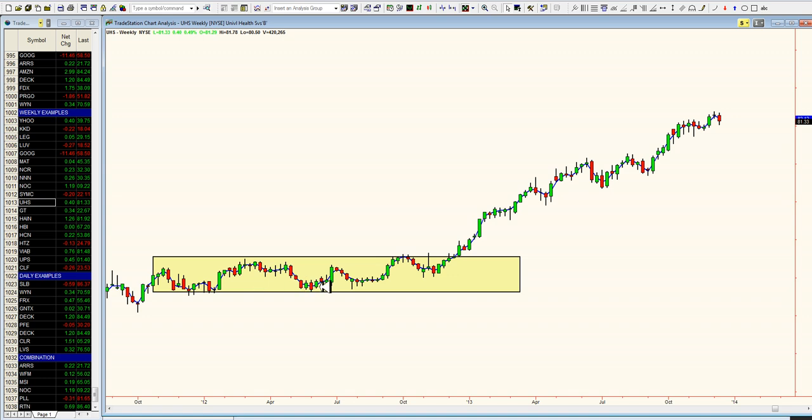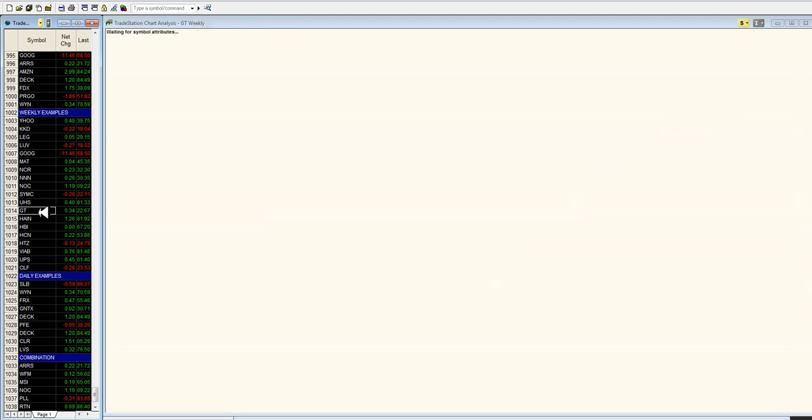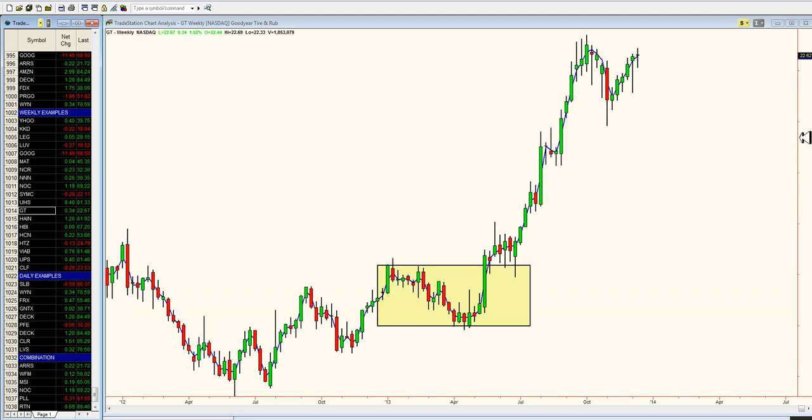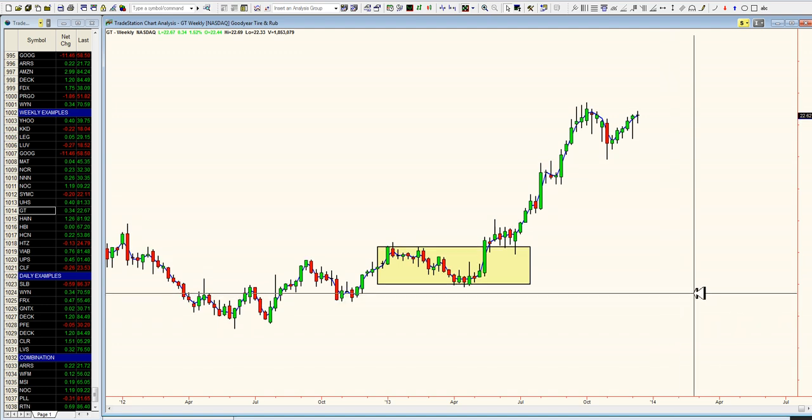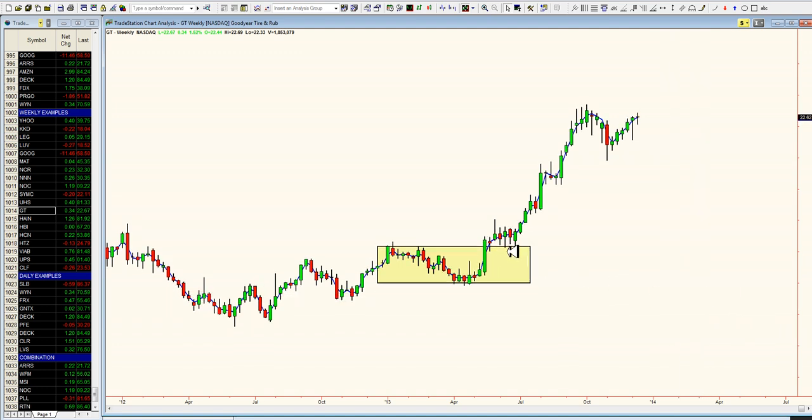UHS, October 2011 through around January 2013, December 2012. Sideways, started moving a little bit up in this box with higher lows and then took off. GT went sideways, broke out of a box back here in around July. It came back and tested that breakout and then took off.